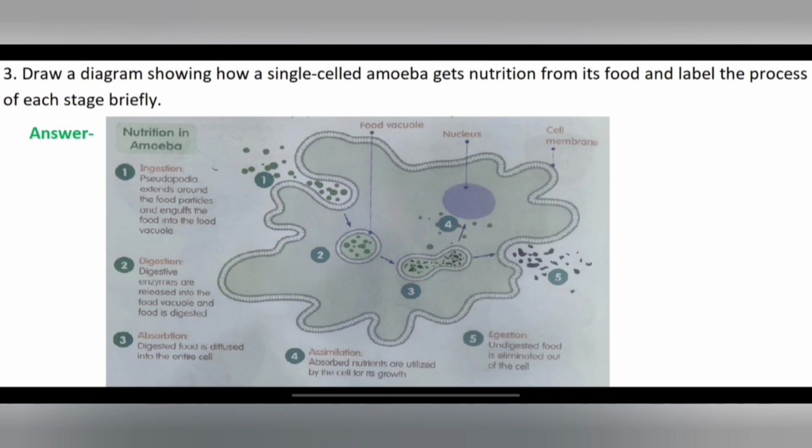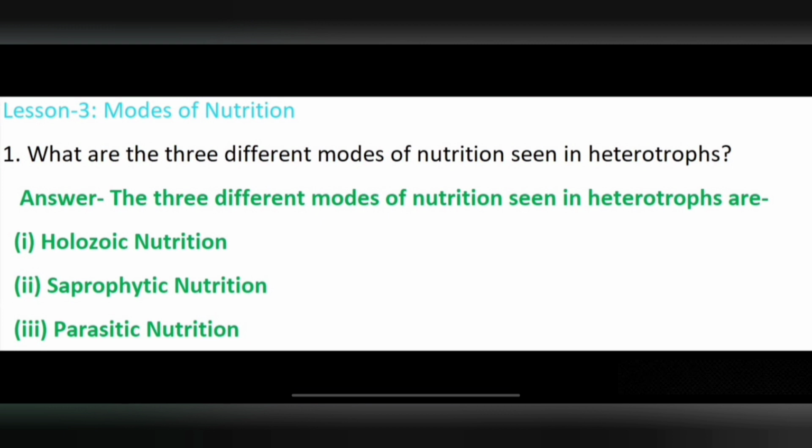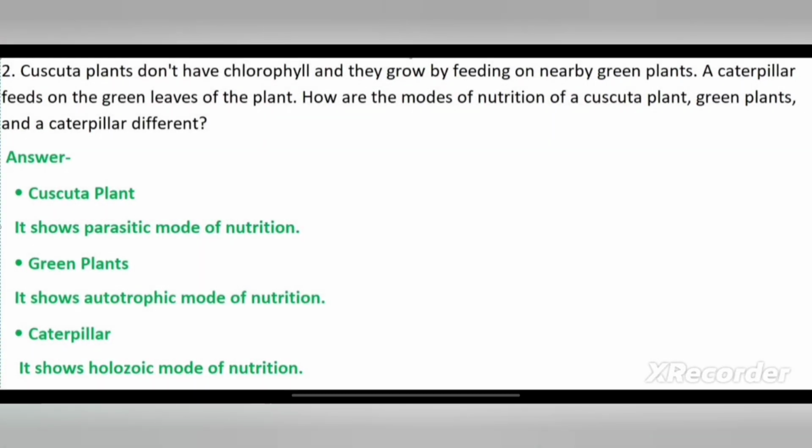Lesson number 3 is modes of nutrition. Question number 1. What are the 3 different modes of nutrition seen in heterotrophs? The answer is, the 3 different modes of nutrition seen in heterotrophs are, first, holozoic nutrition, second, saprophytic nutrition, third, parasitic nutrition. So this is all about question number 1. They were just asking the 3 different modes of nutrition seen in heterotrophs.